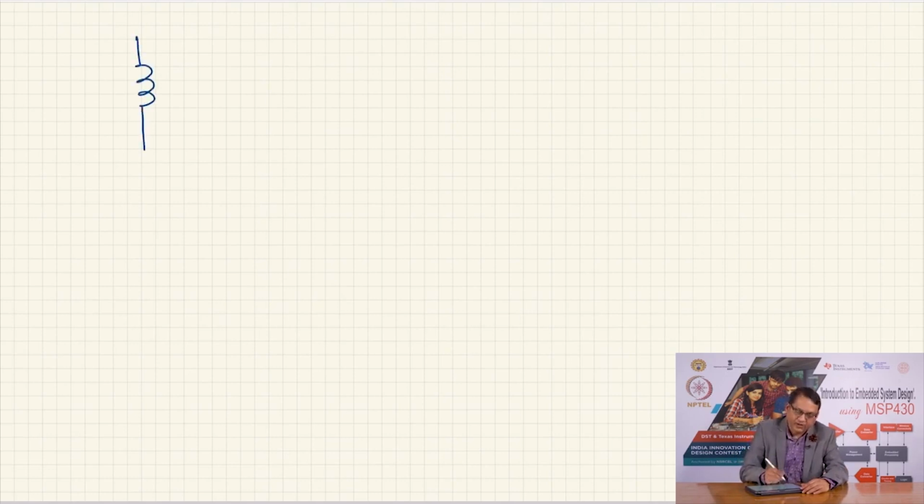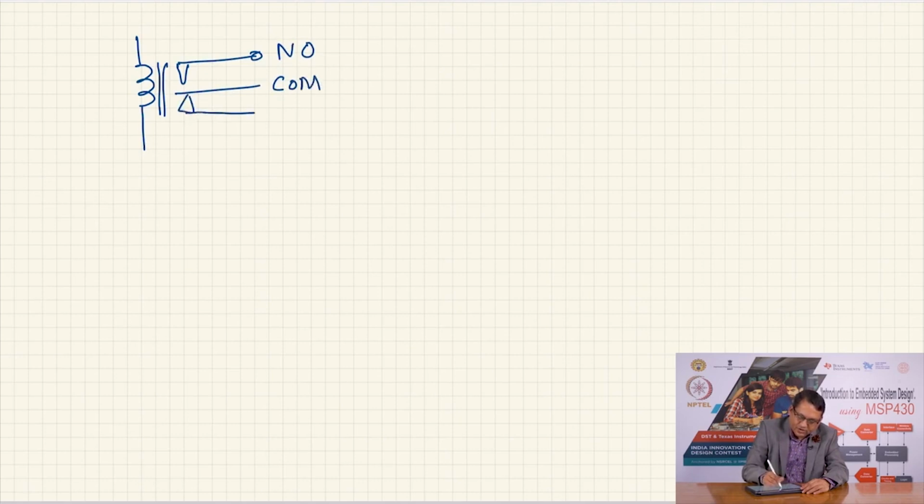A relay has a coil, and it is electromagnetically controlling 3 contacts. This is called normally open, this is common, and another contact which is called normally closed, which means this normally closed contact is normally connected to the common pin when the coil is not energized. When it is energized, the normally closed pin gets disconnected from the common pin, and the common pin connects itself to the normally open pin.